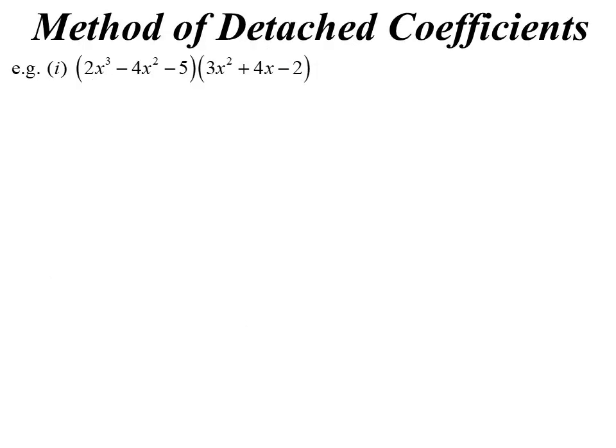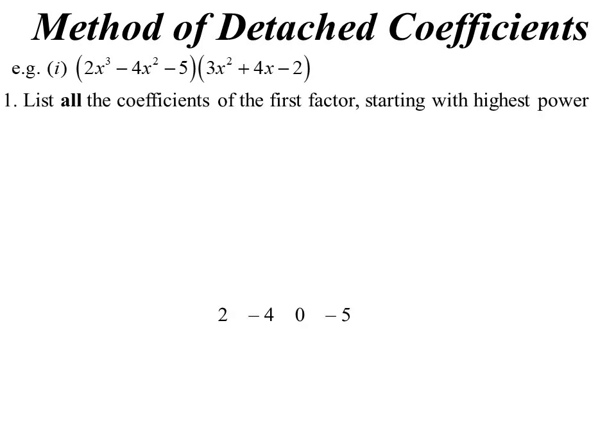There we go. I'm now going to show you the method of detached coefficients. I'm going to expand this trinomial with this trinomial. One's a quadratic, one's a cubic. Yeah, sure, I could draw lines everywhere and so on, but this is how you do it. You write down all the coefficients of the first factor, starting with the highest power.